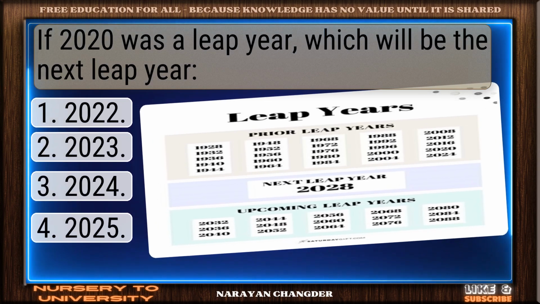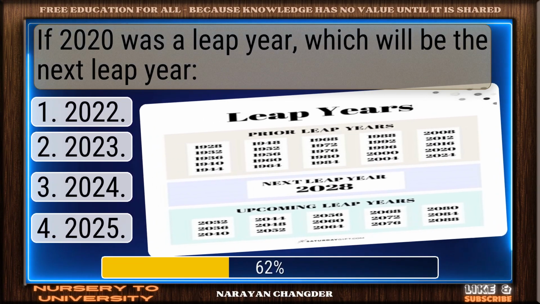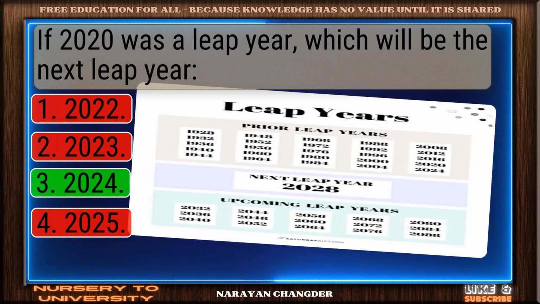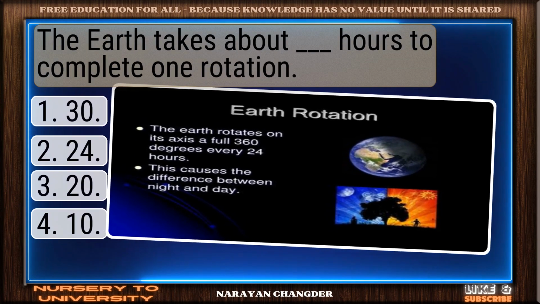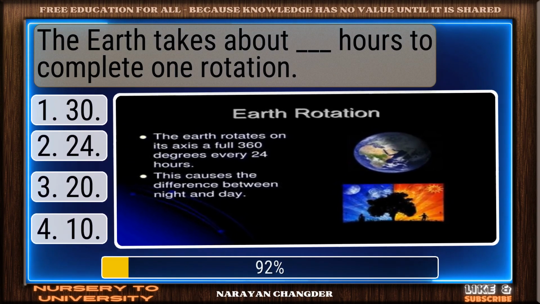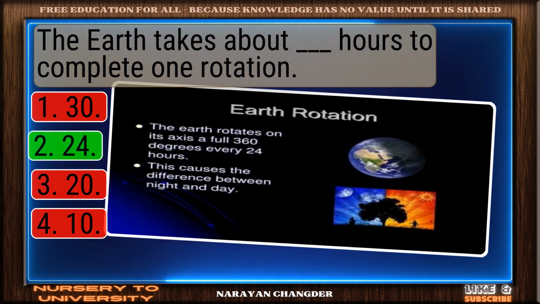If 2020 was a leap year, which will be the next leap year? Well picked. 2024 is the correct answer. The Earth takes about dash hours to complete one rotation. Sharp thinking. 24 is the right choice.